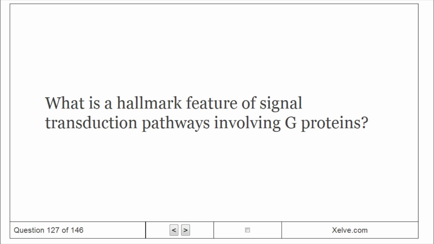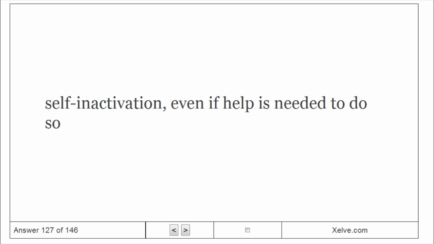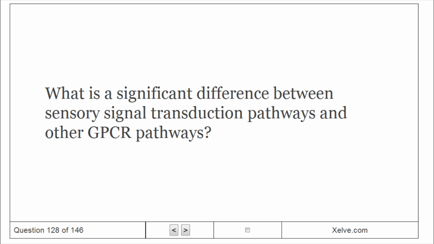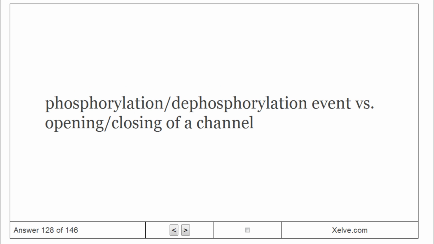What is a hallmark feature of signal transduction pathways involving G proteins? Self-inactivation, even if help is needed to do so. What is the significant difference between sensory signal transduction pathways and other GPCR pathways? Phosphorylation, dephosphorylation events versus opening, closing of a channel.